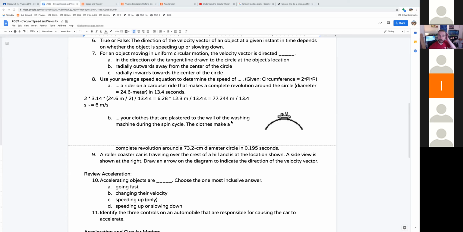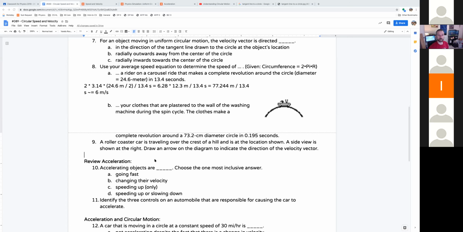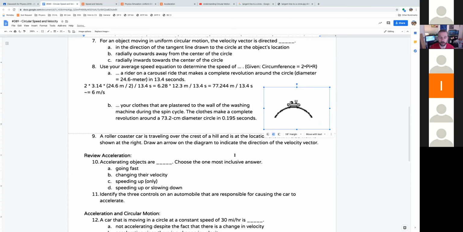You can answer either in the comments or by unmuting yourself. Don't everyone answer at once. What direction is that velocity vector? Thank you, Vivian. I agree, to the right. Directly to the right, because that's tangent to the circle. All right, that's where that geometry comes in.